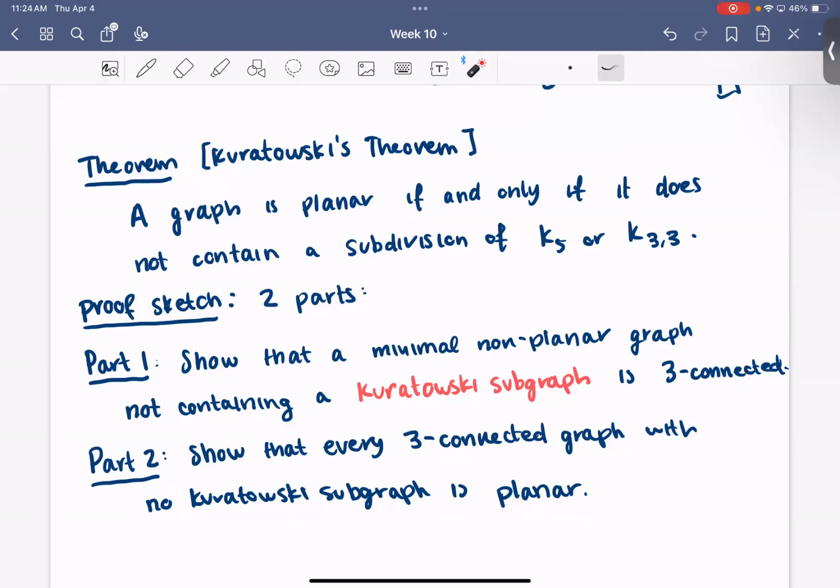Yeah. So when it says non-planar, are we not assuming it's planar, or are we saying it's not planar? We're saying it's not planar.